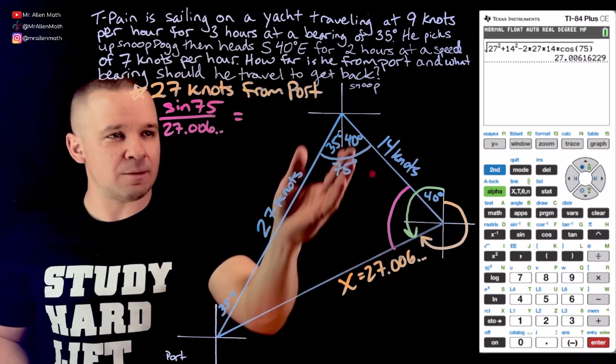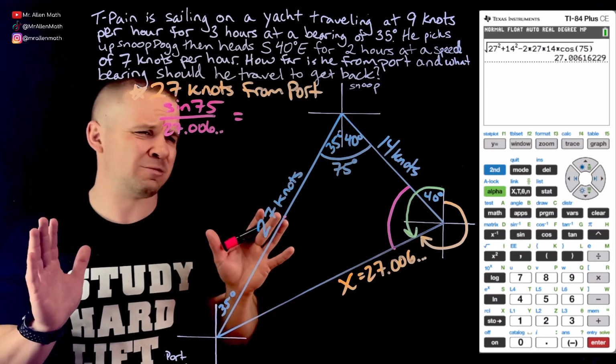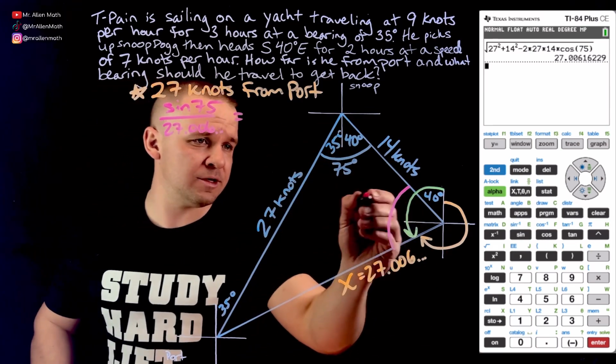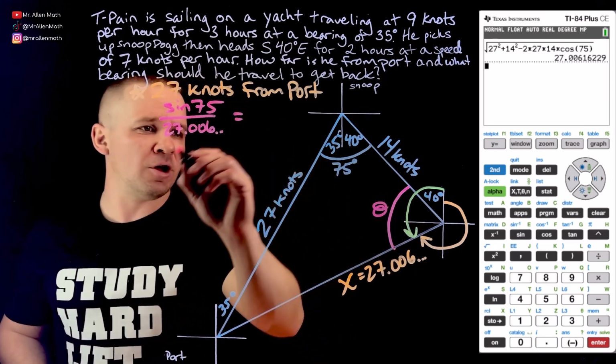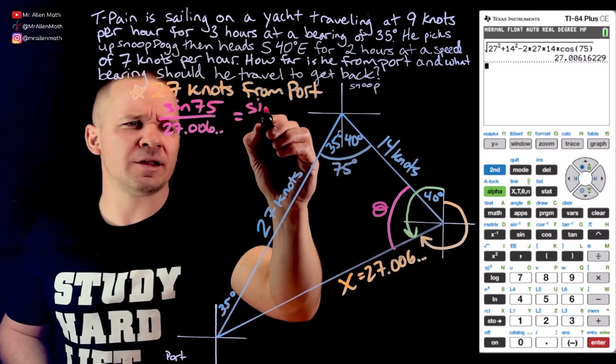I'm not going to use 27. I'm going to use the actual right there. It's very, very close, but I'll just, yo-ro. You only round once. And then I want this one right here. I'll just call it theta for all intents and purposes.